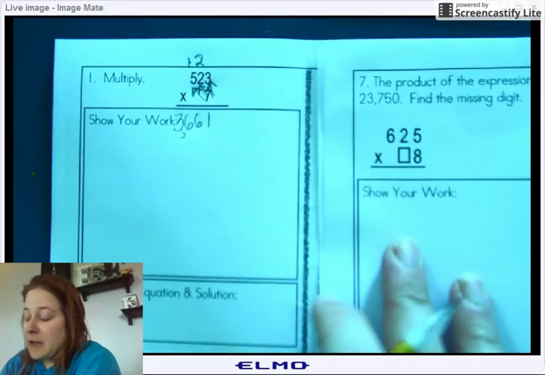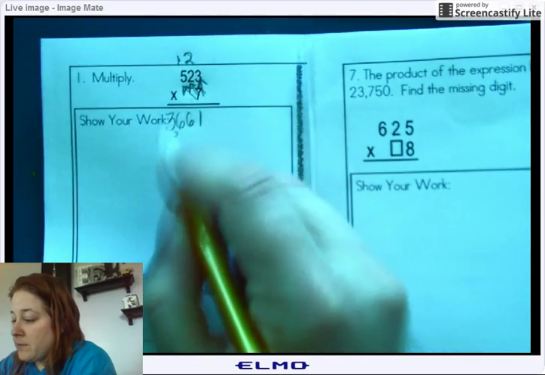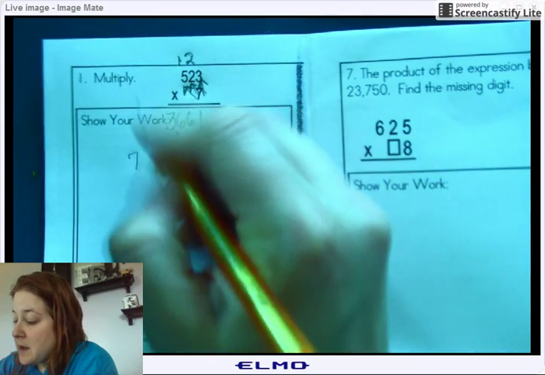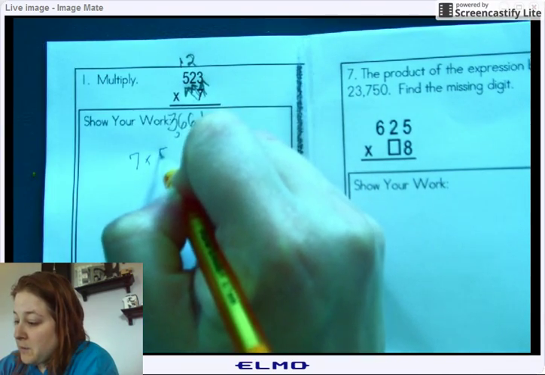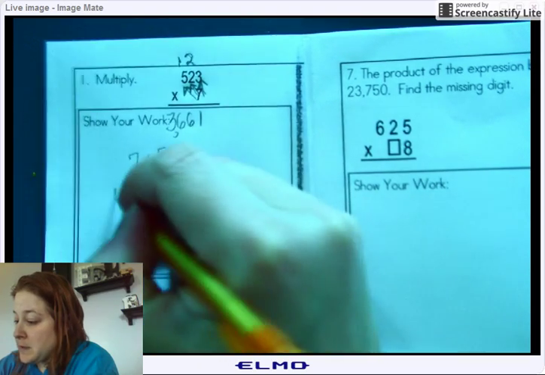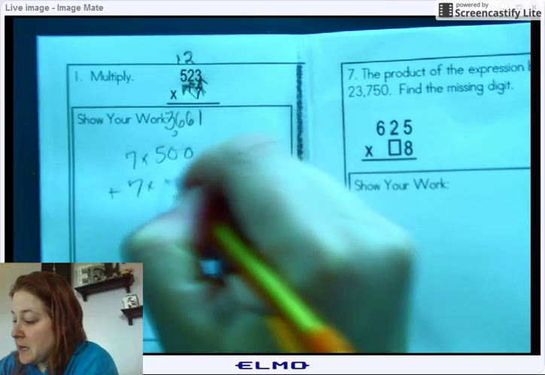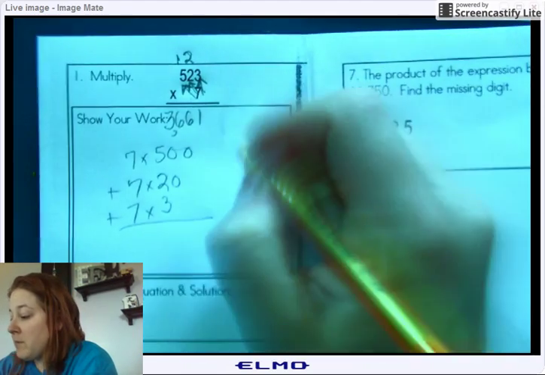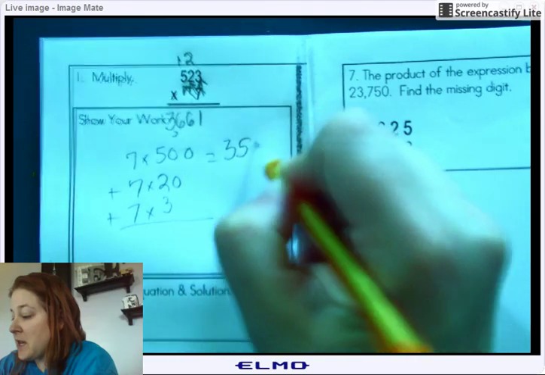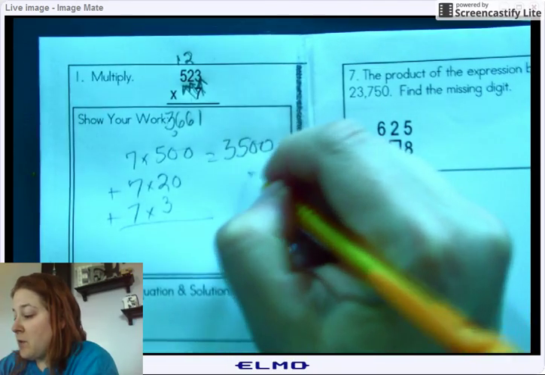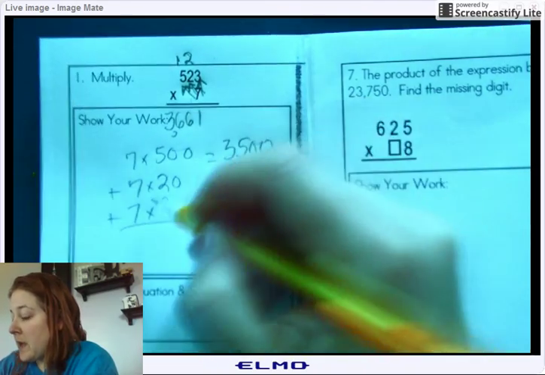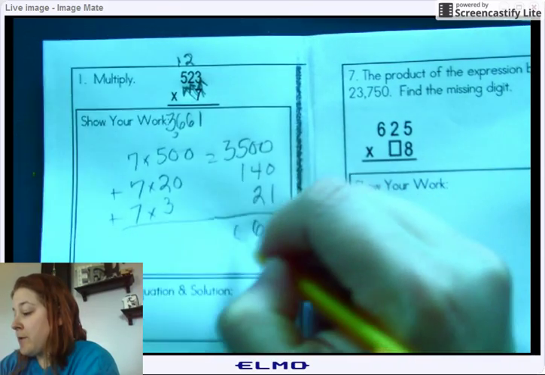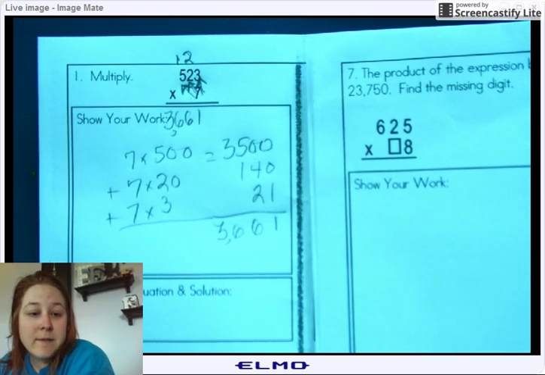You can do your area model if you prefer that, where you wanted to take your 7 times your 500 plus 7 times 20, plus 7 times 3. Go for it, would get you 3,500 over here. This gets you 140, and this gets you 21. And when you go and you add them, you still get the same answer.